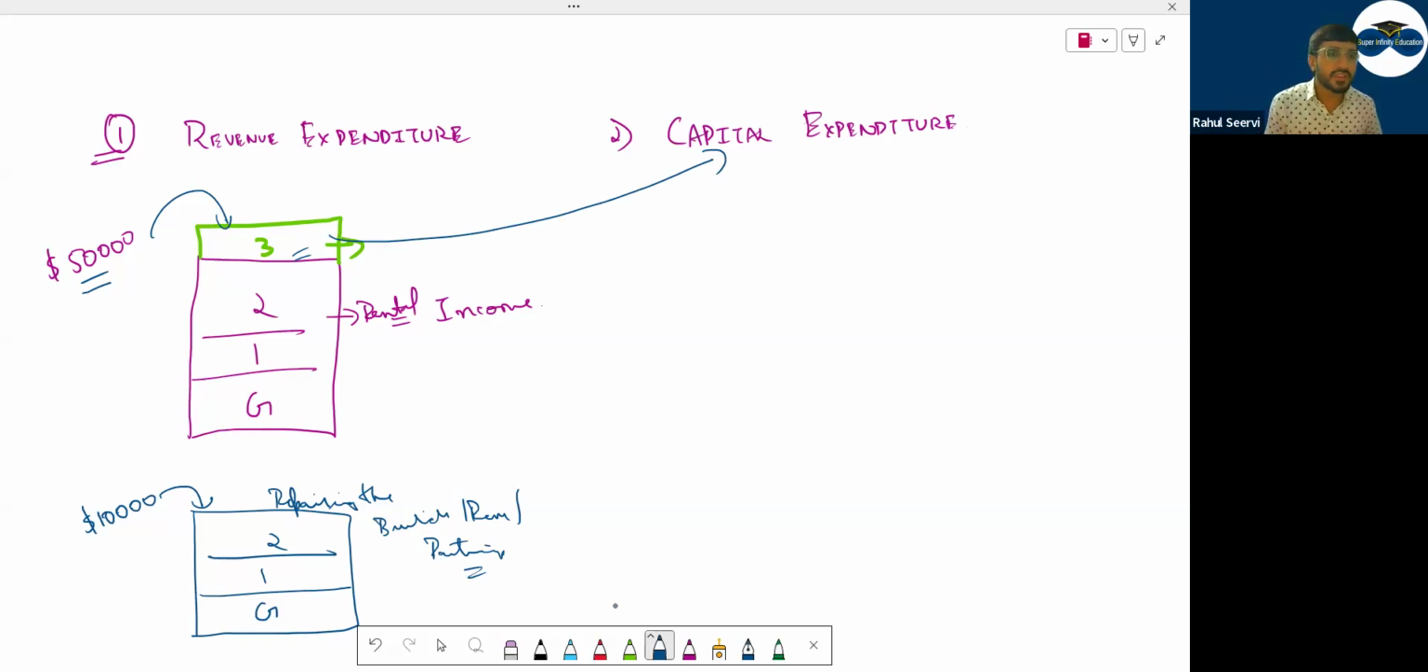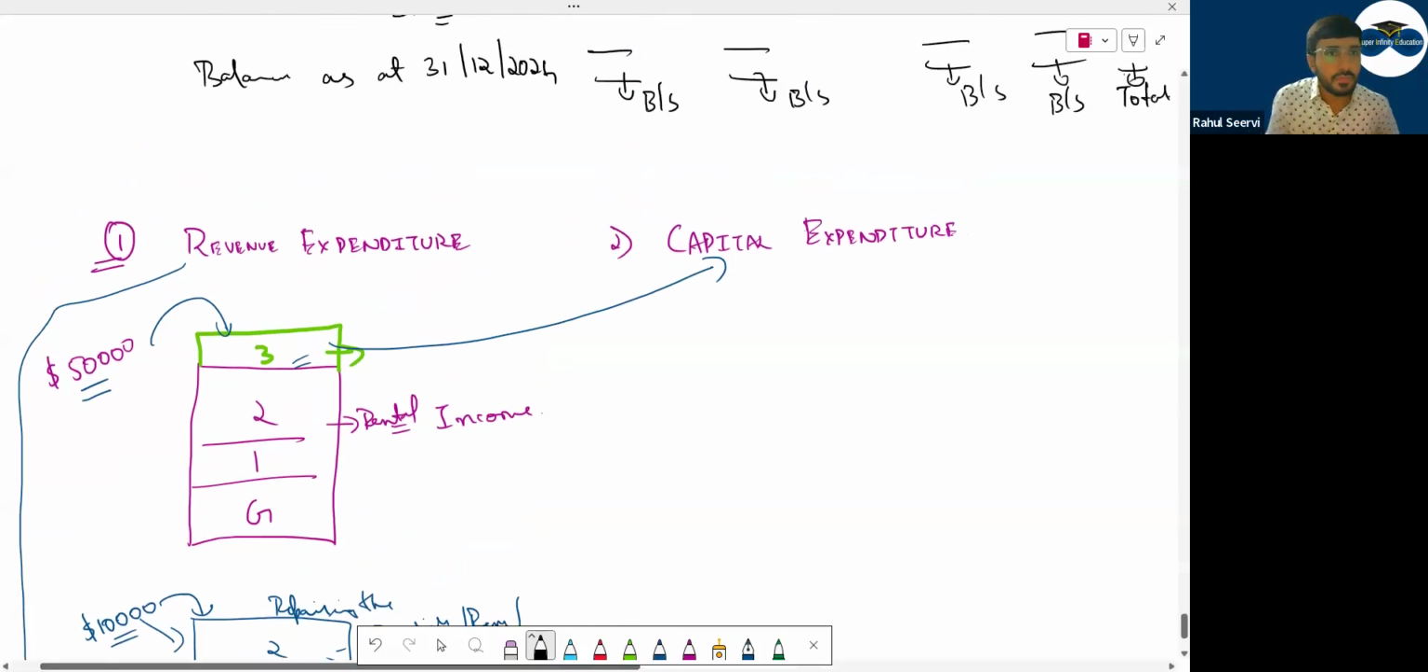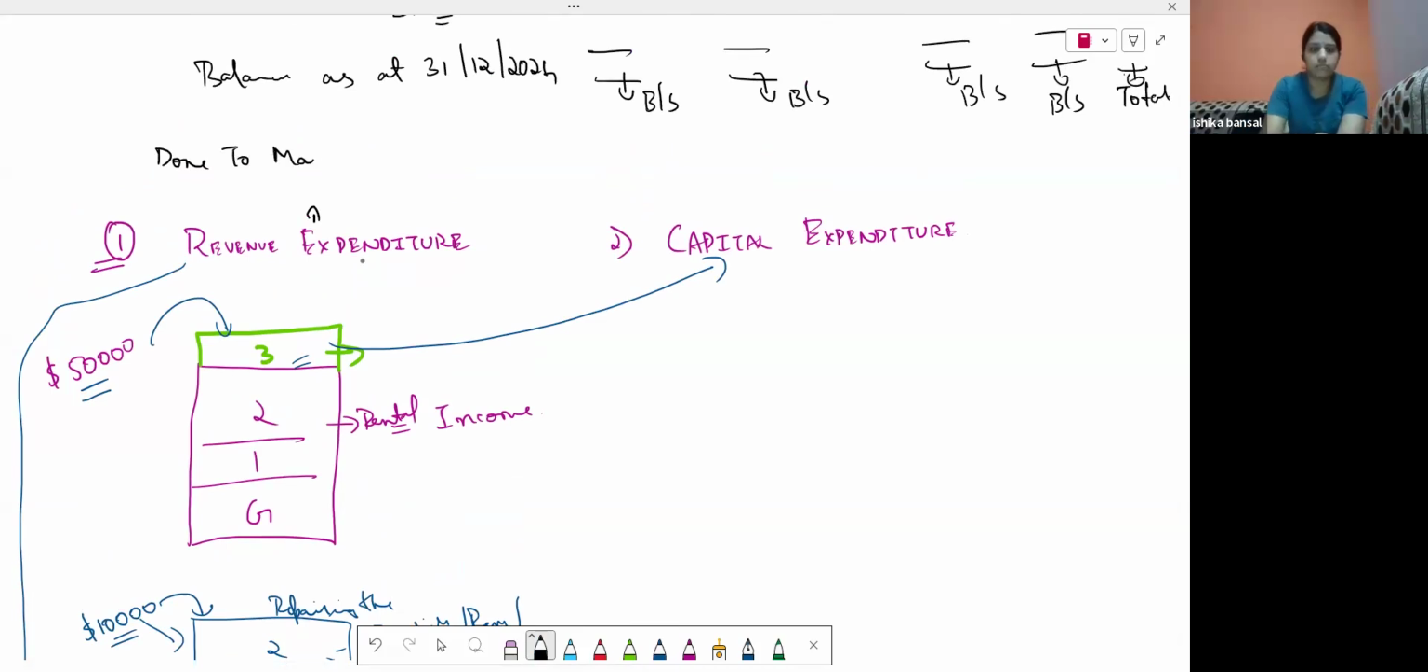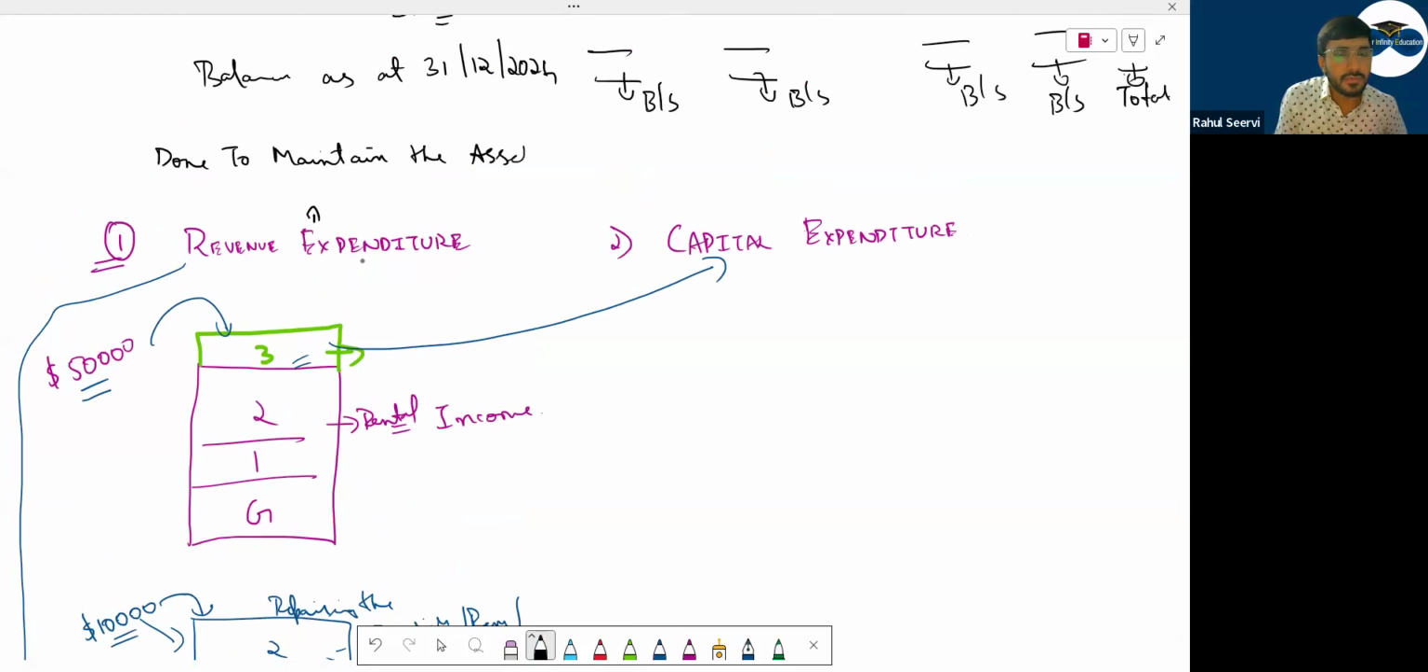But coming to this $10,000, if you spend this $10,000, will you get further income? No, the rental income will be the same. You are doing some painting or repairing something. Can I say this will be of revenue nature? So revenue expenditure means it is done to maintain the asset.